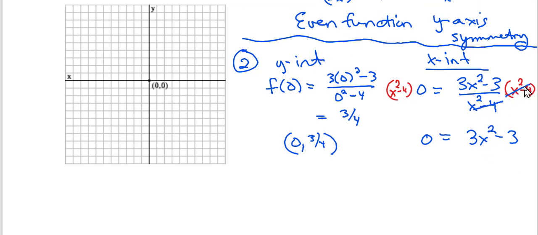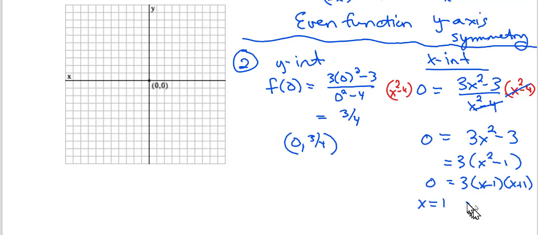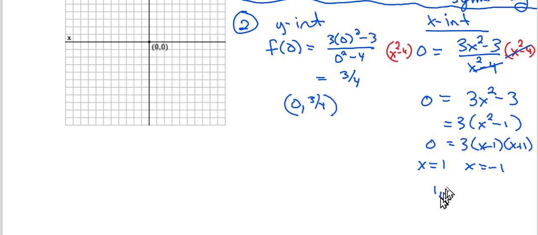Because these simplify, right? I like to factor, because then you avoid any temptation of wanting to divide by a variable. We don't like dividing by variables. This means x equals 1 or x equals -1. So my x-intercepts are 1, 0, and -1, 0. Remember, when we want to find the x-intercept, we replace the y, or the function notation, with 0. So that's how we got those.